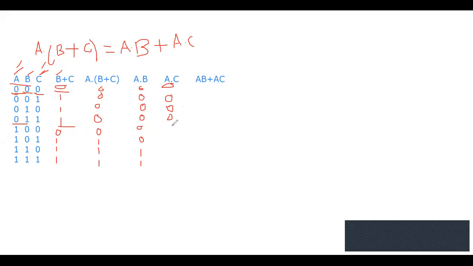1, 0 means that is 0. 1, 1 that is 1. Okay. Now AB plus AC. Here this is AB, this is AC. Now do OR operation. Plus means OR operation. So 0 plus 0, 0. 0 plus 0, 0. 0 plus 1, 1. 1 plus 0, 1. 1 plus 1, 1.